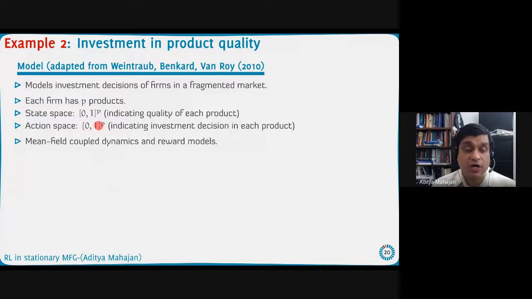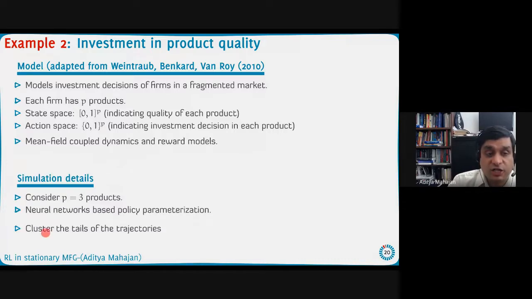For each product, the firm has an option to either invest in that product or not invest in that product. And so the action space is a discrete space, {0, 1} to the power p. And the dynamics and rewards are coupled through the mean field of the investment decisions which everyone is making in the industry. I'm not presenting the specific form of these couplings because those are not important for the purpose of this talk. We consider a simulation result where we consider 3 products, and we consider neural network-based policy parameterization.